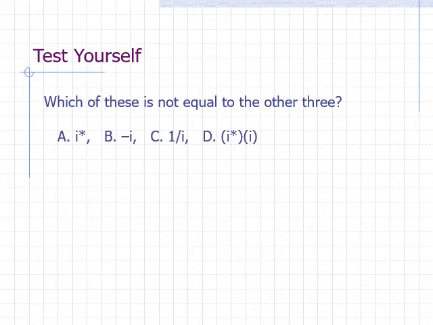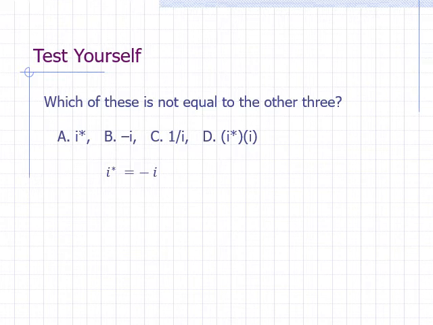Which of these is not equal to the other three? i star, negative i, 1 over i, or i star times i. Let's take a look at choice A. Remember that to get the complex conjugate, we simply replace i by negative i. Therefore, i star is equal to negative i. This means that choices A and B are equal.